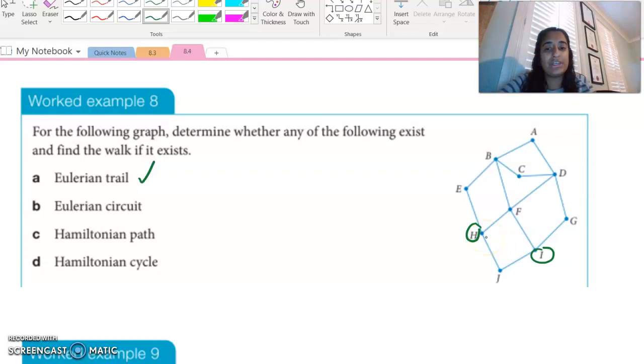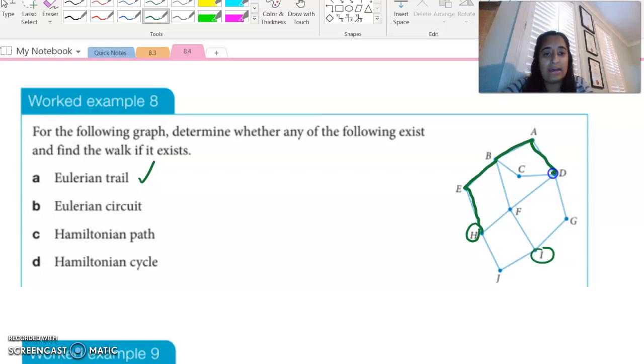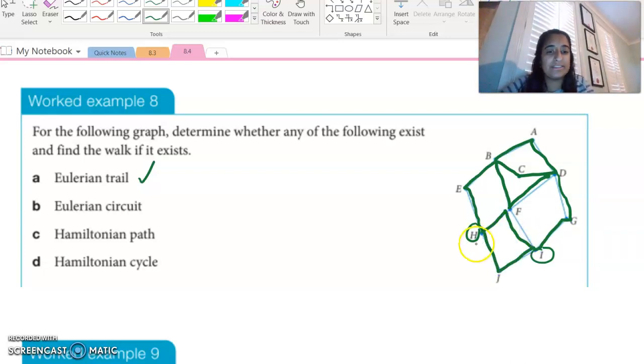So to do this, we could maybe start off at H. Let's test it. We can go from H to E. Let's go H to B, to A, to D, to C, to B, to F, to D, and then we can maybe go down to G. Let's go to I, F, H, J, and I. So I started here and I finished here.